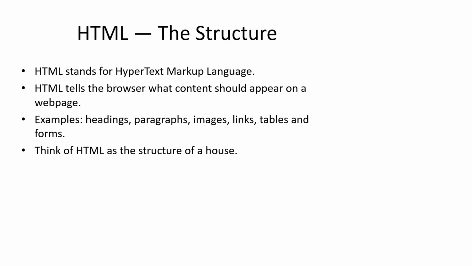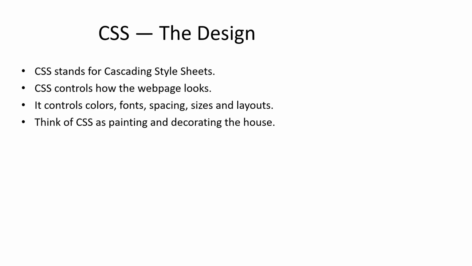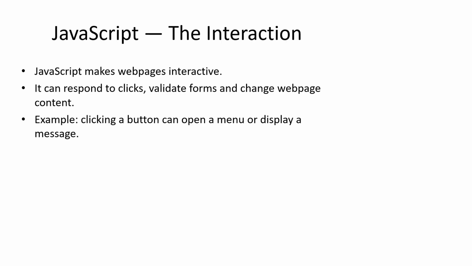So HTML stands for Hypertext Markup Language. It tells the browser what content should appear on a web page. Examples: headings, paragraphs, images, links, tables, and forms. Think of HTML as the structure of the house, as I said earlier. And CSS, its long form means Cascading Style Sheets. It controls how the web page looks. It controls the colors, fonts, spacing, size, and layout. As I said earlier, CSS is all about decorating the website.